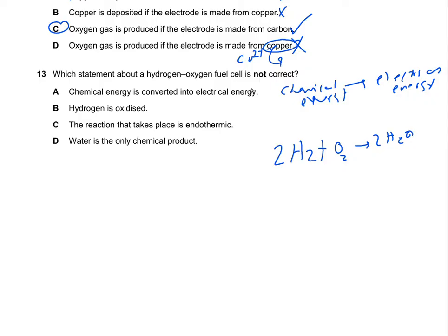Chemical energy is converted into electrical energy. That's true. Hydrogen is oxidized. Yes, hydrogen gains oxygen, so it's oxidized. The reaction that takes place is endothermic. No, it's combustion, as it's a reaction with oxygen. Any combustion reaction is exothermic, not endothermic. So that's wrong. So that's the answer. Water is the only chemical product. Yes, that's true. So the only incorrect statement is C.